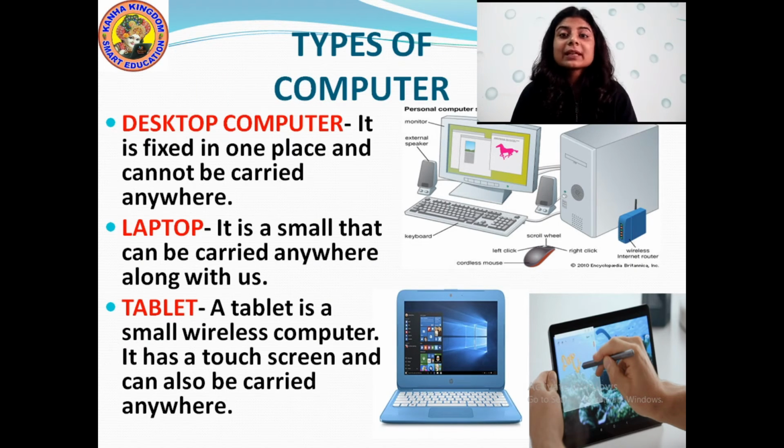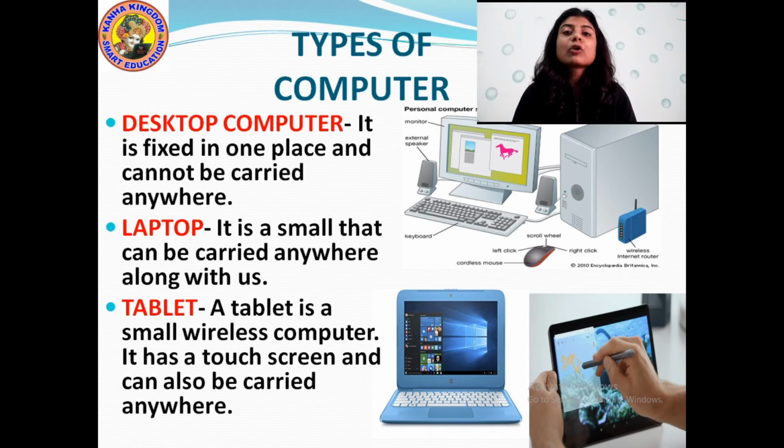Okay, a tablet is a small wireless computer. Wireless means it does not have any wires. Like a desktop, the parts of a desktop are attached with many wires. But a tablet is wireless. It does not have any wires attached to it. So that is why a tablet is a small wireless computer and it has a touch screen.